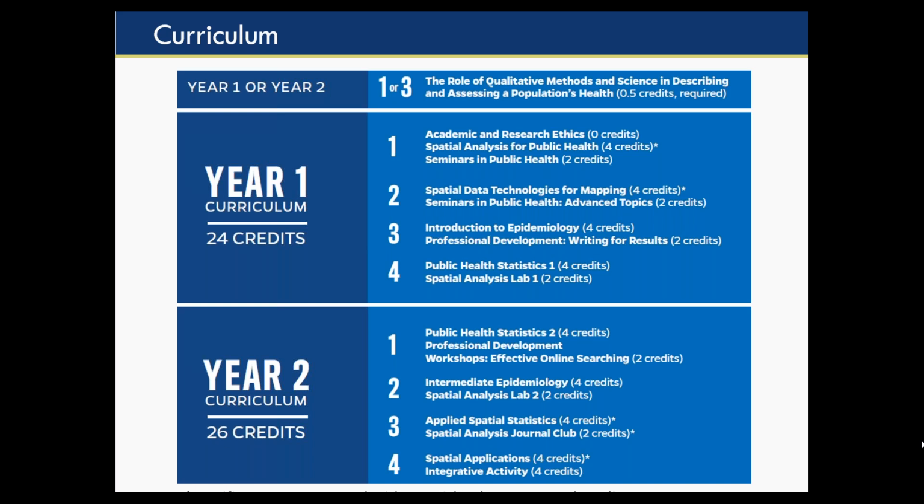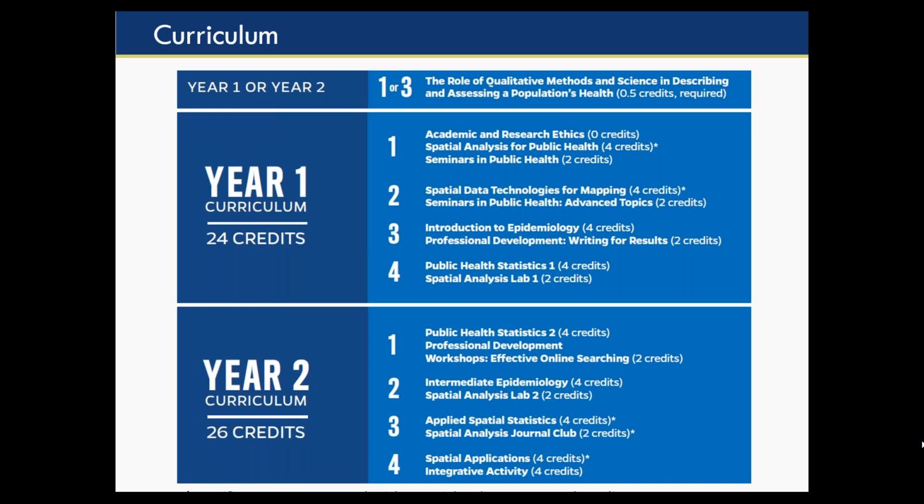You'll see some of the other courses in there because every term you're taking 2 courses, a 4-credit class and then a 2-credit class, and these 2-credit classes are great classes. They're supportive classes. So you see professional development, seminars in public health, advanced topics in seminars in public health, writing for results. You also see a spatial analysis lab in the last term of the first year because we want to get you going with continuing to work within that GIS software.